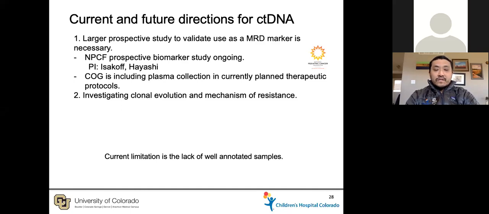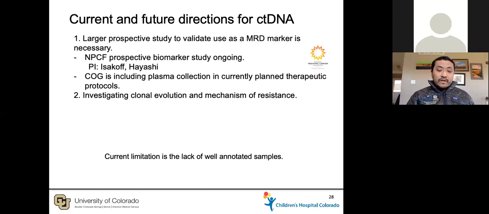Also, the COG, which is the National Pediatric Oncology Group, is including plasma collection in the currently planned therapeutic protocols that are out there. We're part of the osteosarcoma collection protocol, and they will send samples to us. And there's also a Ewing trial that's currently planned, and we are in the running to get samples from that trial too. Other future directions for ctDNA include figuring out what's going on with the clonal evolution in sarcomas.